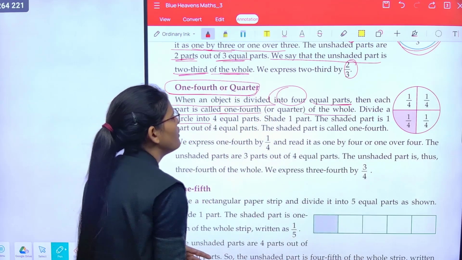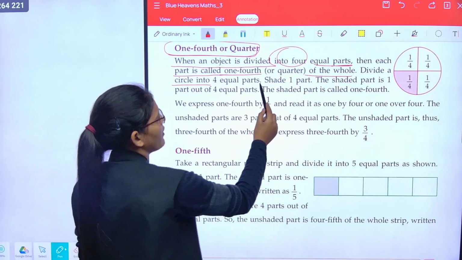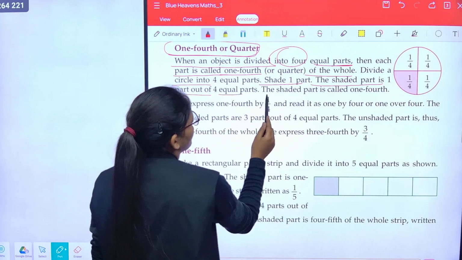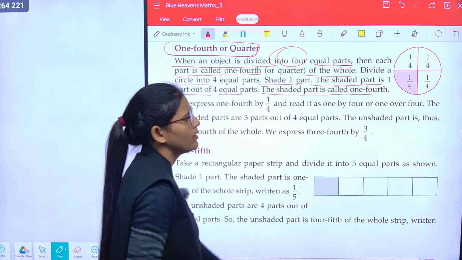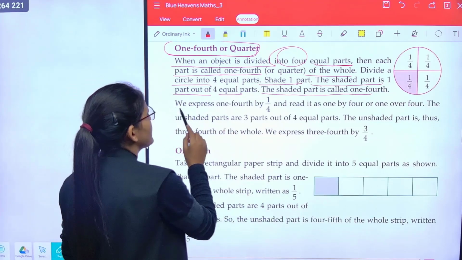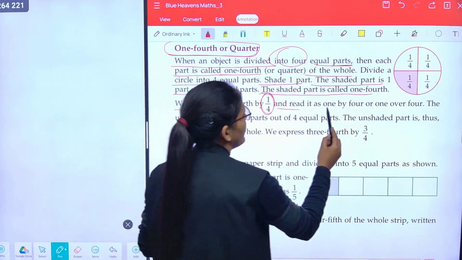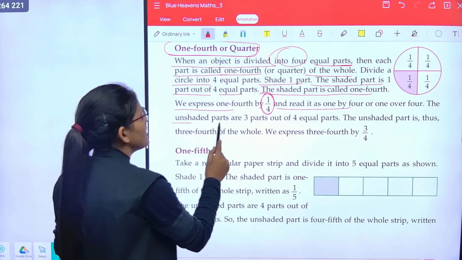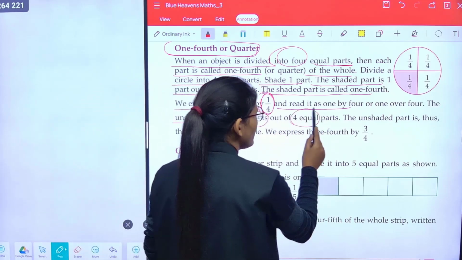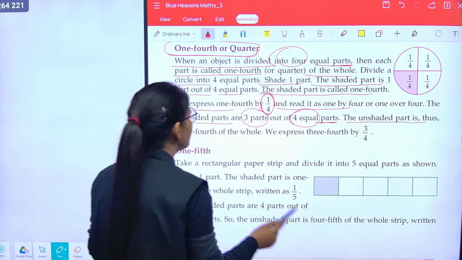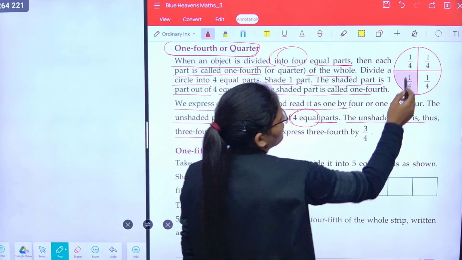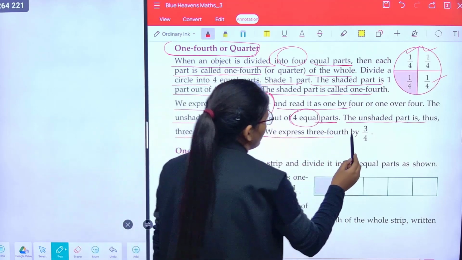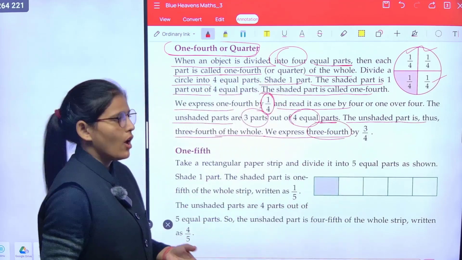Divide a circle into four equal parts. Shade one part. The shaded part is one part out of four equal parts. The shaded part is called 1/4. We express 1/4 and read it as 1 by 4 or 1 over 4. The unshaded parts are three parts out of four equal parts. The unshaded part is thus 3/4 because 1, 2, 3 parts are unshaded of the whole. We express 3/4 as 3 over 4.